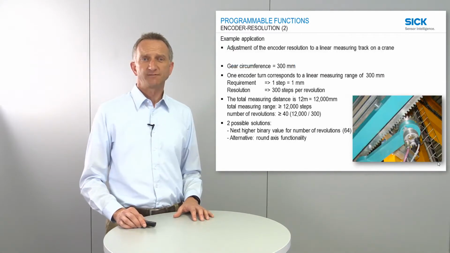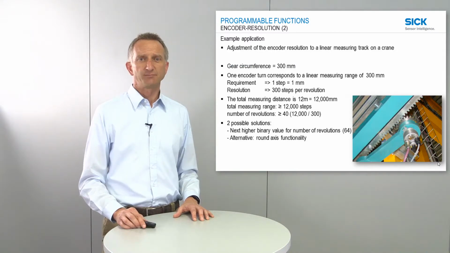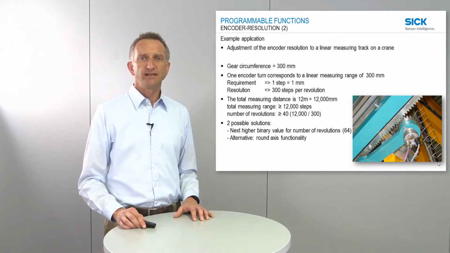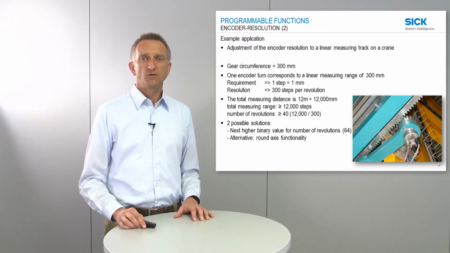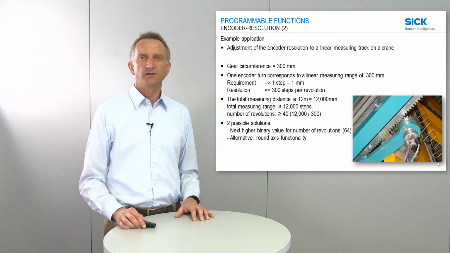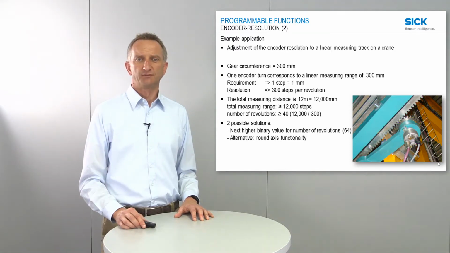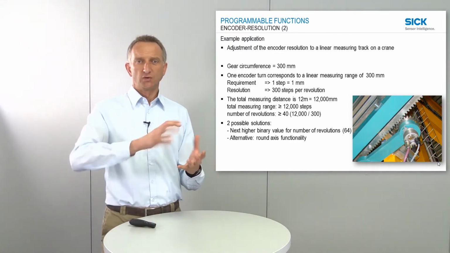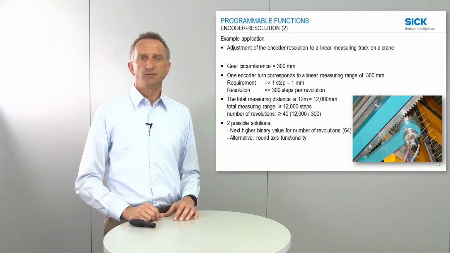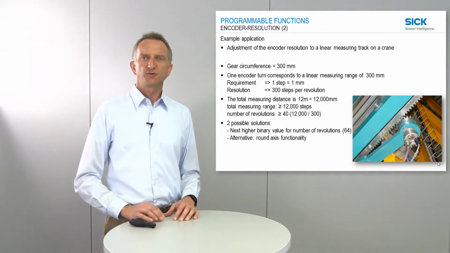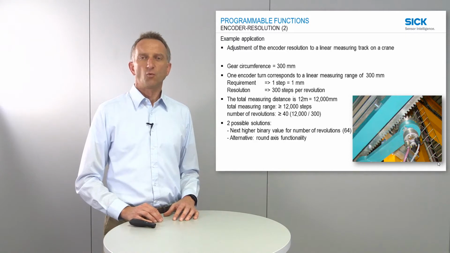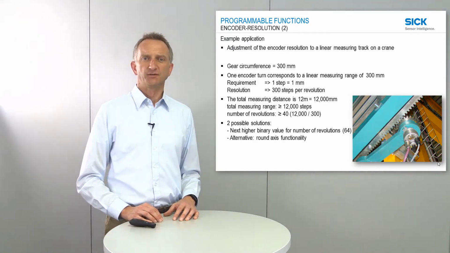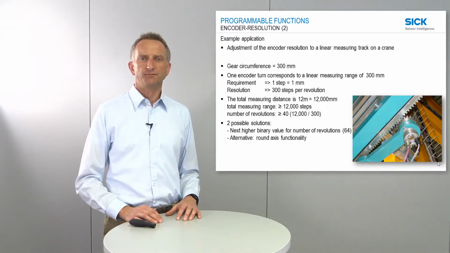How can this be used? Let's have a look at a first application example. Here we are looking at a linear measuring track on a crane. The encoder is assembled to a gear with a circumference of 300 mm. That means one encoder turn corresponds to a linear measuring range of 300 mm. The requirement for this application is to have one step equaling 1 mm. And this easily means we have 300 steps per revolution.